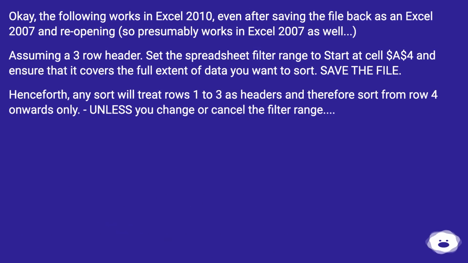Okay, the following works in Excel 2010, even after saving the file back as in Excel 2007 and reopening, so presumably works in Excel 2007 as well. Assuming a 3-row header. Set the spreadsheet filter range to start at cell $A$4 and ensure that it covers the full extent of data you want to sort. Save the file. Henceforth, any sort will treat rows 1 to 3 as headers and therefore sort from row 4 onwards only. Unless you change or cancel the filter range.